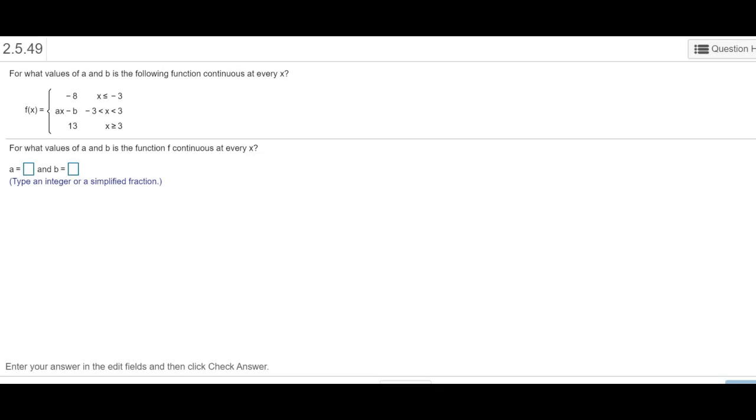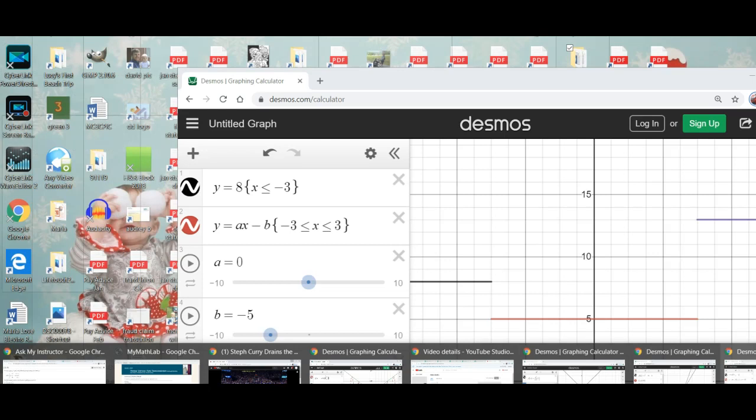Hey calculus class, I am going to go over this problem on continuity, and this is what we call a piecewise function, meaning it's defined differently in different regions. So below -3 it's always -8, above +3 it's always 13, and in between those two values we get this line. Alright, so let me show you visually what that looks like.